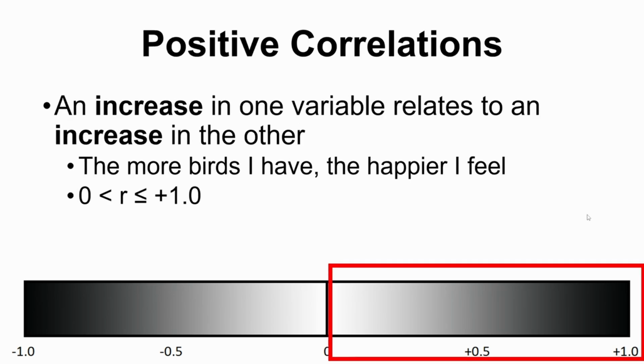So, positive correlations. This is when we see that as one of our variables increases, the other variable tends to increase too. And you'll notice I'm trying to use very neutral language because we can't say the directionality. We don't know if one variable increasing is causing the other to increase, so we say it very neutrally. So an increase in one relates to an increase in the other.